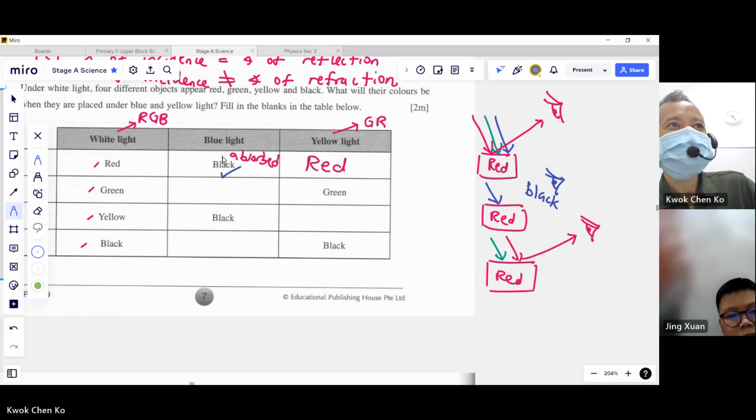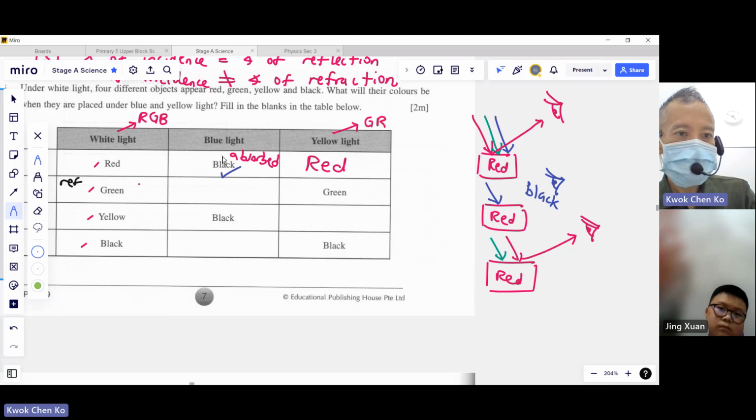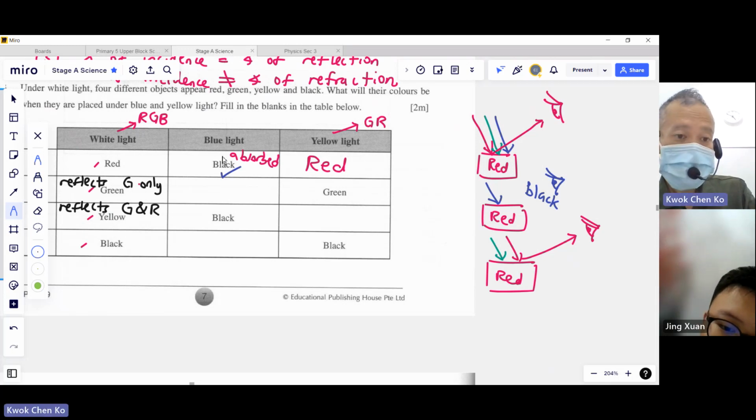Green object. A green object means it can reflect green only. Black object, Angela, what do you think? What can it reflect? Nothing.